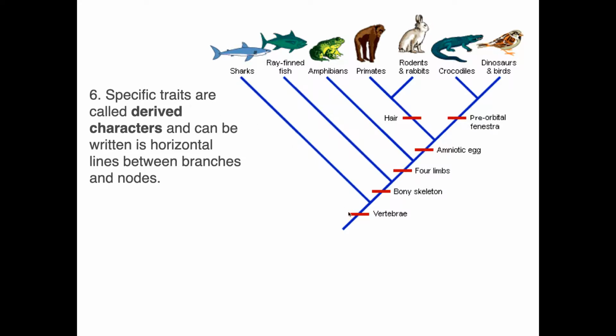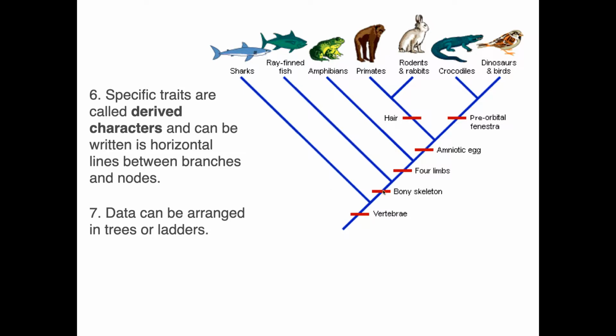What they're trying to say is everything above this line has vertebrae. Everything above this line has a bony skeleton. Everything above this line has four limbs. Everything above this line has hair. They're trying to give you a little more information about the organisms themselves, and we call those derived characters.